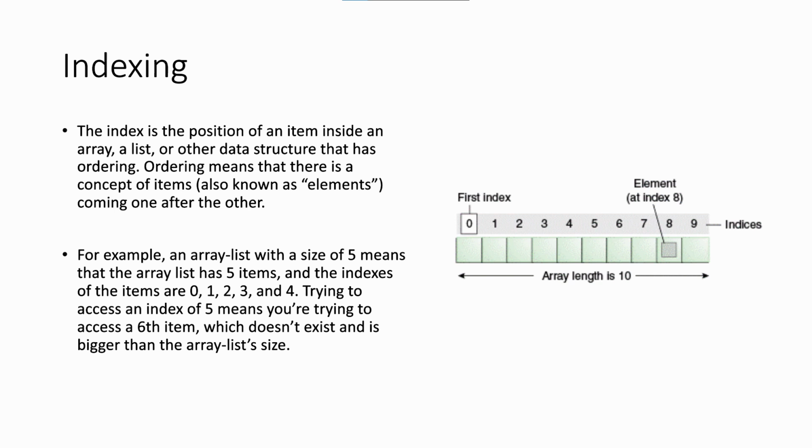Indexing is the position of an item inside an array, a list, or other data structure that has ordering. Ordering means that there is a concept of items, also known as elements, coming one after the other. For example, an array list with a size of 5 means that the array list has 5 items and the indexes of the items are 0, 1, 2, 3, and 4. Trying to access an index of 5 means you're trying to access a sixth item which doesn't exist and is bigger than the array list size.